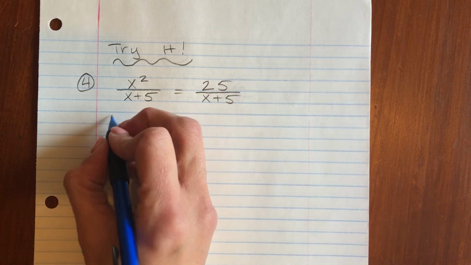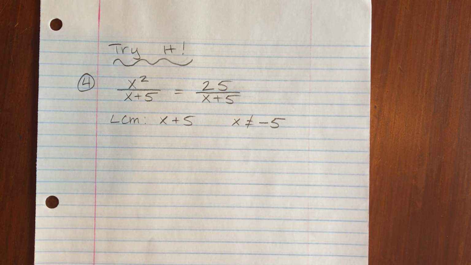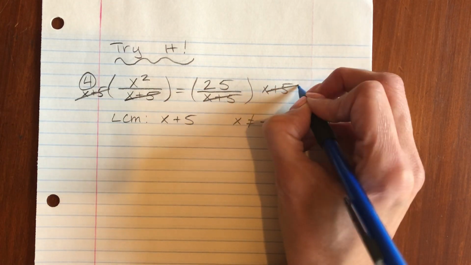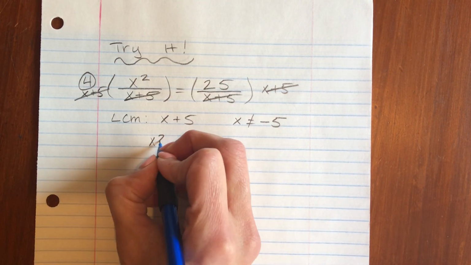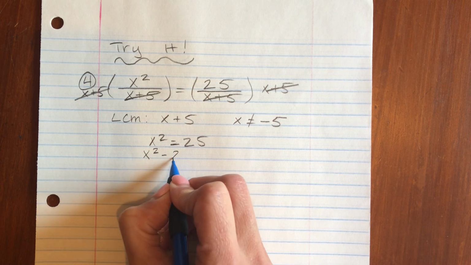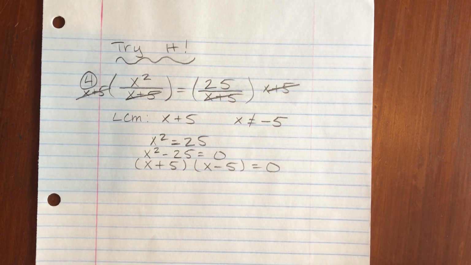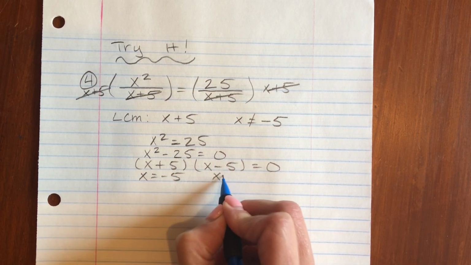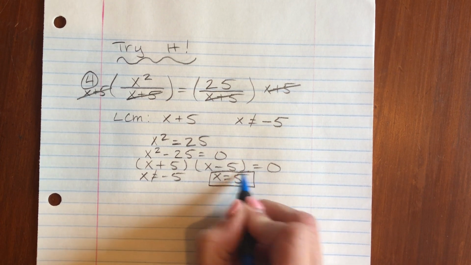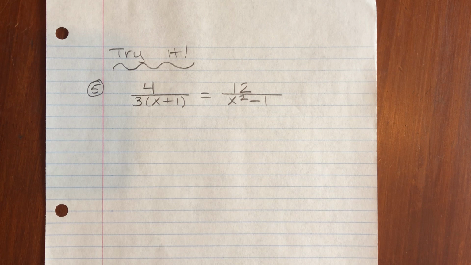All right, my LCM is x plus 5, which tells me that x cannot be negative 5. And I'm going to multiply both sides by that x plus 5, which eliminates my fractions. So I'm left with x squared equals 25. And I will subtract that 25 and factor it. That is a difference of squares there. So x equals negative 5 or 5. But I know it can't be negative 5, so my answer is x equals 5. Okay, last one. Go ahead and try that one.